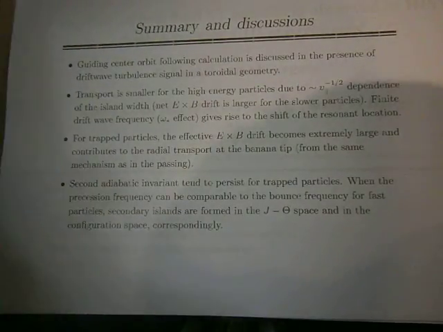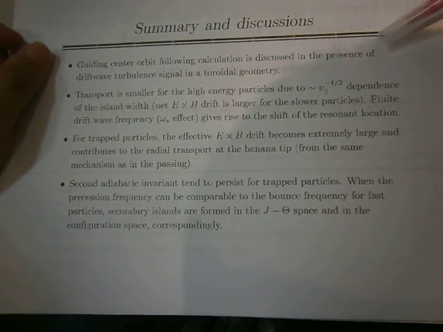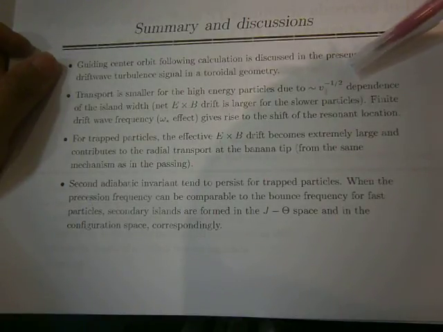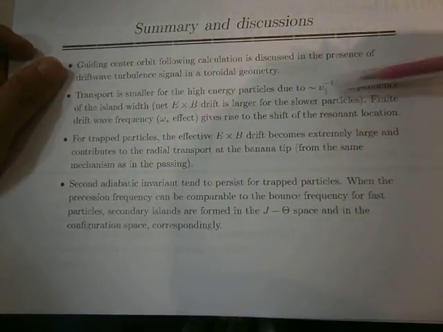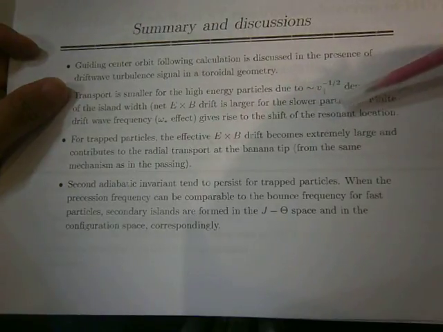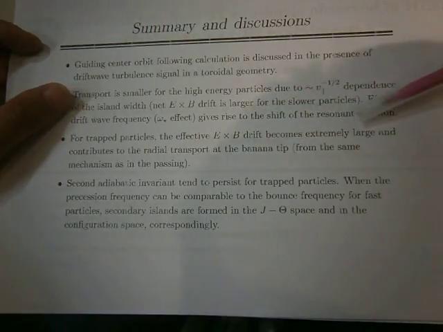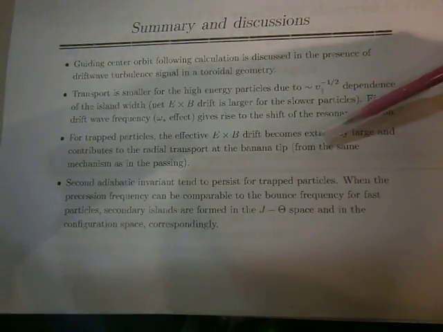Summary and discussion. Guiding center orbit calculation discussed the presence of drift wave turbulence in the toroidal geometry. Transport is similar for high energy particles due to dependence on the orbit width. Drift is large for slow particles. Finite drift wave frequency gives rise to a shift in the resonance location. For trapped particles, the effective time of drift becomes large, contributing to toroidal transport as banana chip, from the same mechanism as for passing particles.